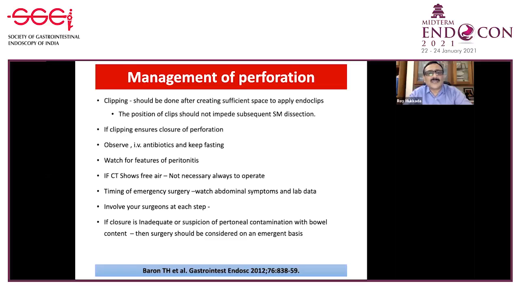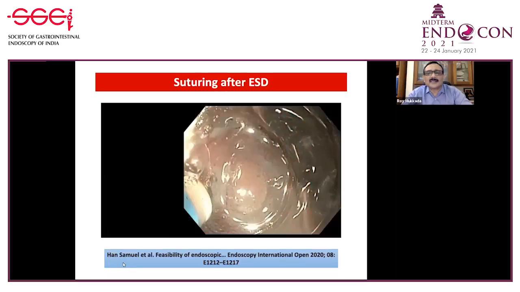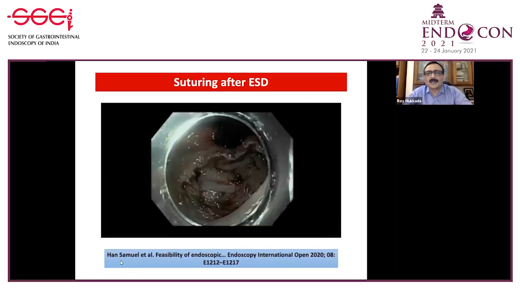If CT shows free air, it is not necessarily always an indication to operate. You can watch the patient, watch the abdominal symptoms and lab data. Involve your surgeons at each step. If closure is inadequate or there is suspicion of peritoneal contamination with bowel contents, surgery should be considered on an emergency basis.